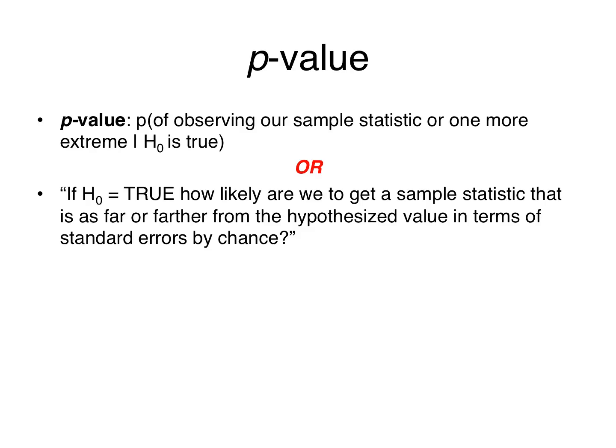So, just a quick review of the p-value. A p-value is a probability of observing our sample statistic, or one more extreme, given that our null hypothesis is true. Another way of saying this is that our p-value tells us that if our null hypothesis is true, how likely are we to get a sample statistic that is as far or further from the hypothesized value in terms of standard errors by chance.